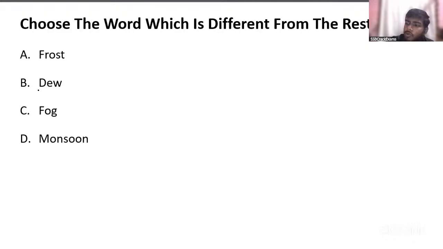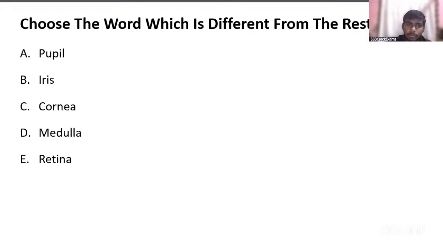Frost, dew, fog, monsoon. Monsoon is totally different. And frost, dew, fog, everyone knows these are winter season things and how we get them. What are the pollutions and how does it affect? You have studied it, mostly in your GK portion, I'm very sure. So monsoon is my answer.